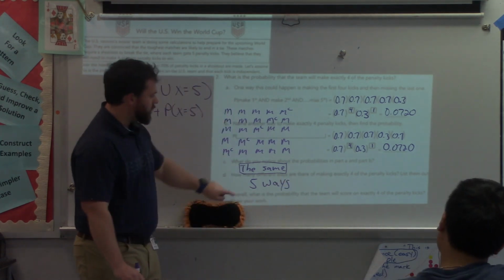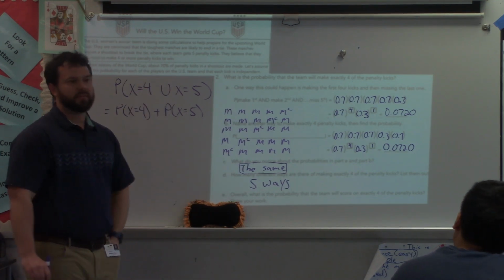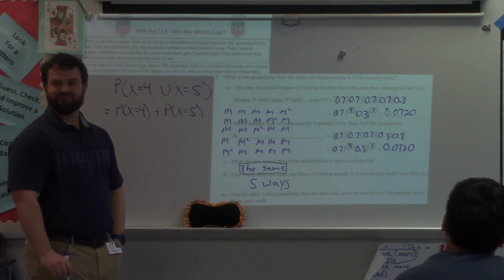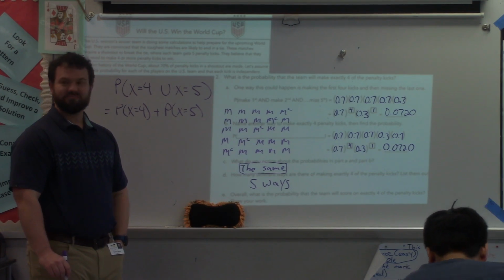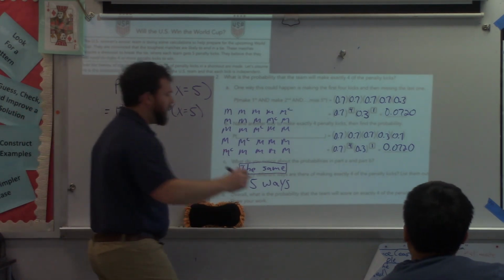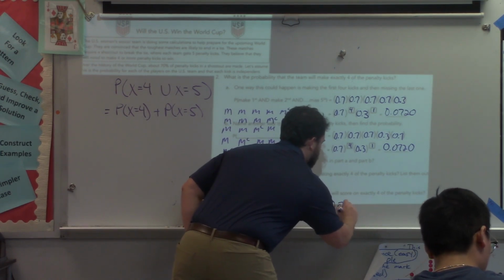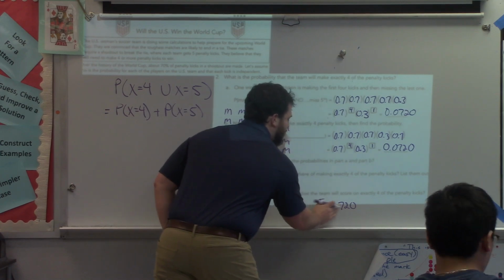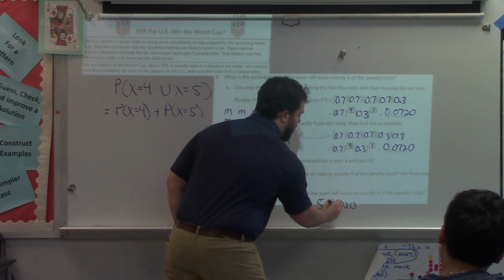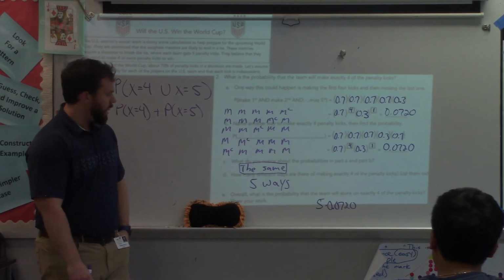So what is the probability that the team will score exactly 4 of the penalty kicks? It's 0.0720 times 5. I could add them all together, but what would be easier? Just times 5. They're all the same. So remember, the idea of multiplication is repeated addition. So to make my life easier, I'm just going to multiply that 0.0720 by 5.